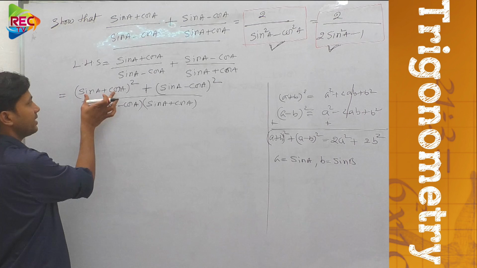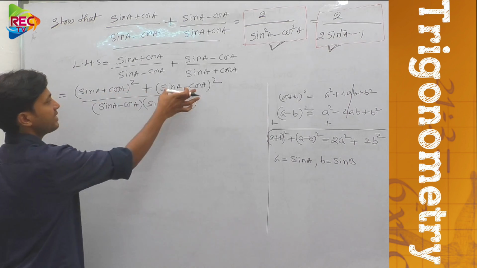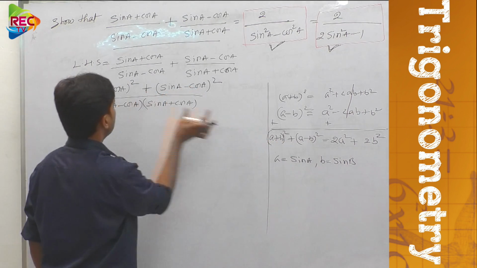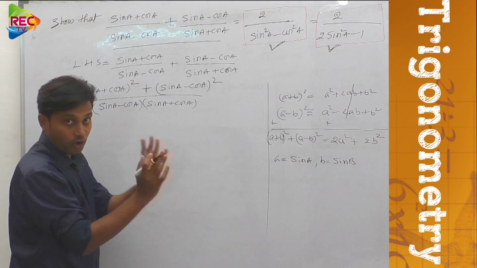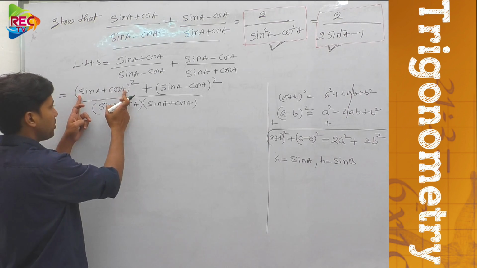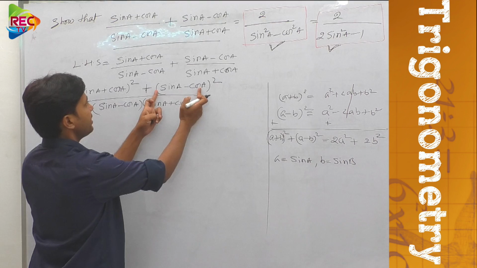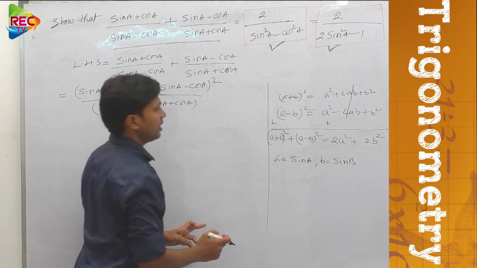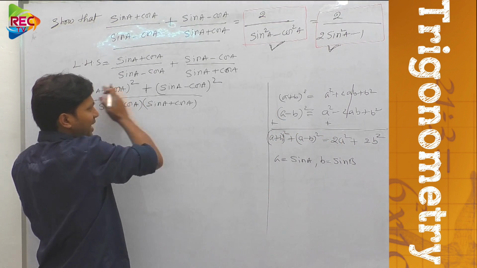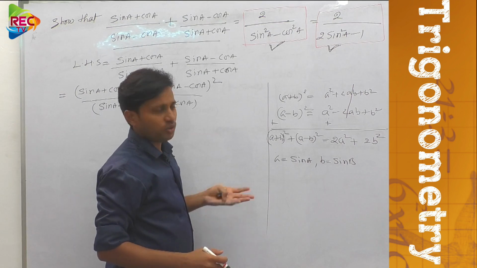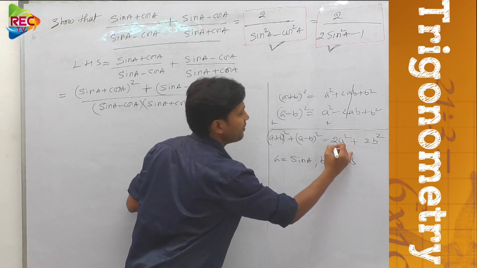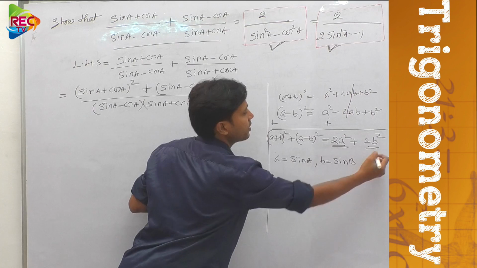Now the numerator part is, this is (A + B) whole square and this is (A - B) whole square. I am telling you, just focus. This is (A + B) whole square. This is (A - B) whole square. Now do we need to expand the entire term? No, we don't need to expand this. Simply what can we do here? 2A square plus 2B square, or not?